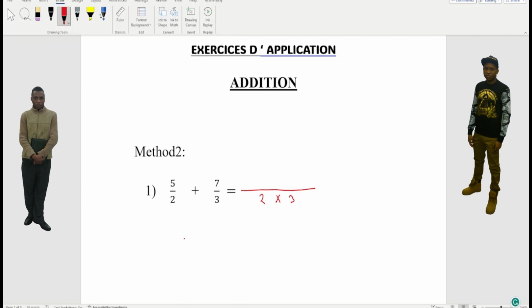So instead of the method 1, the first method, some students can struggle to understand that. So that's why I want to show you guys this way. So we get this 2 times, this is the 2 times 3, this one. Okay, now we're gonna get this 5, we're gonna write here 5, okay, times this 3.